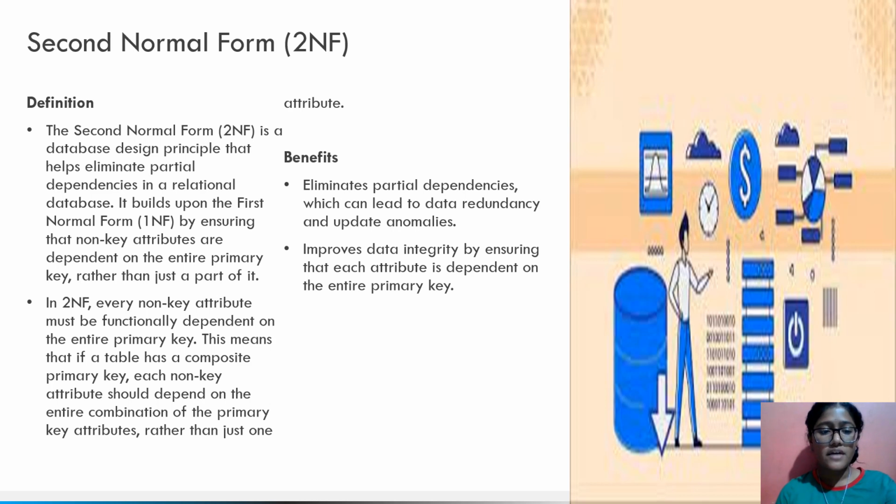In 2NF, every non-key attribute must be functionally dependent on the entire primary key. This means that if a table has a composite primary key, each non-key attribute should be dependent on the entire combination of primary key attributes rather than one attribute. So the benefits of second normal form: it eliminates partial dependencies, which can lead to data redundancy and update anomalies, and improves data integrity by ensuring that each attribute is dependent on the entire primary key.